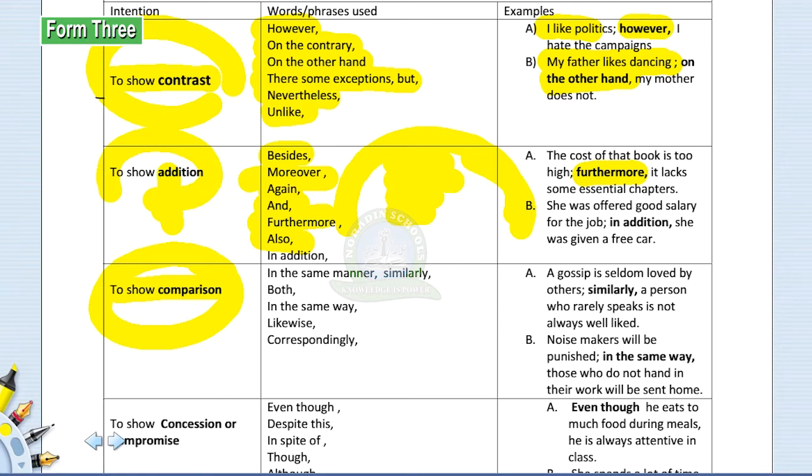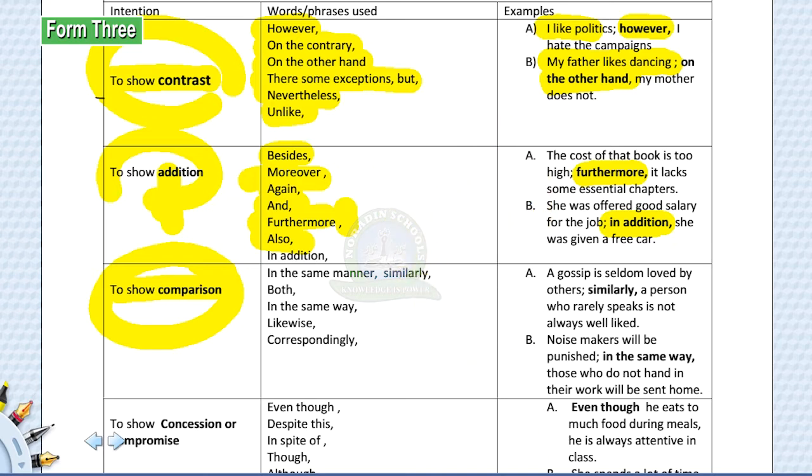But look at the second example. She was offered a good salary for the job. In addition, she was given a free car. What about if I use the same transitional word or the same linking word or connector in these two examples? It will be very boring. So I change it. Furthermore, and then the second example has what? In addition.